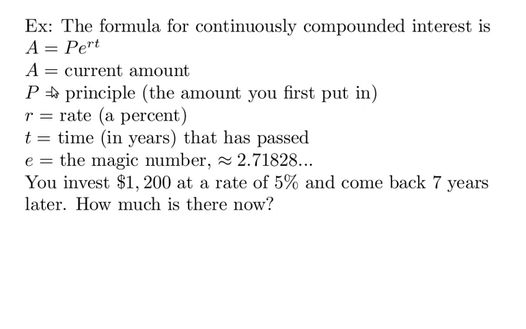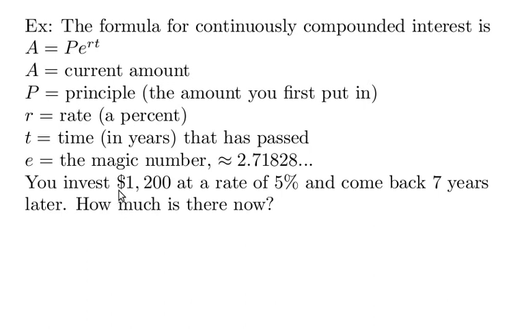And if you go into some sort of accounting class, I think that they have this formula. They express it differently, I believe. I'm not even sure about that though. But at any rate, the current amount is equal to the amount you first put in. That's the principal, and the rate is a percent, and t is time in years, and e is the only thing left. It's the magic number, 2.71828.